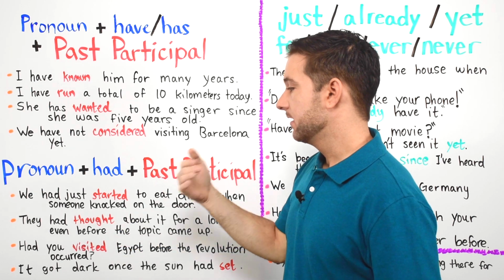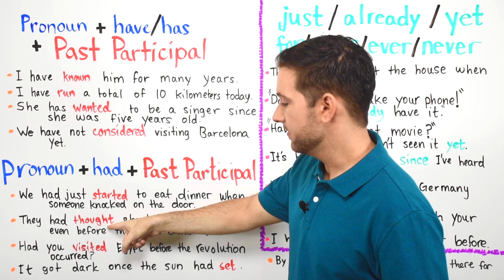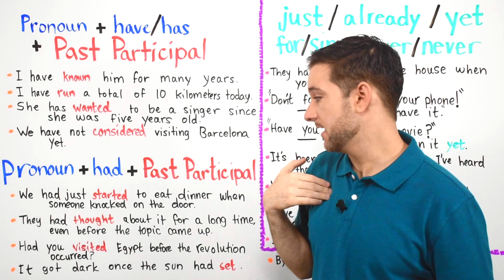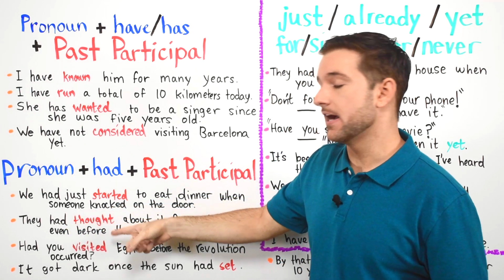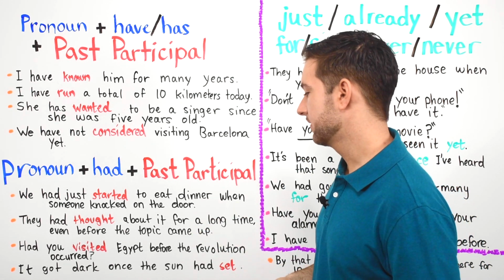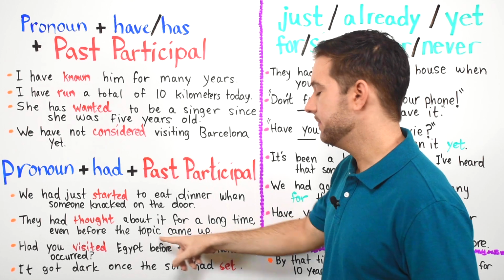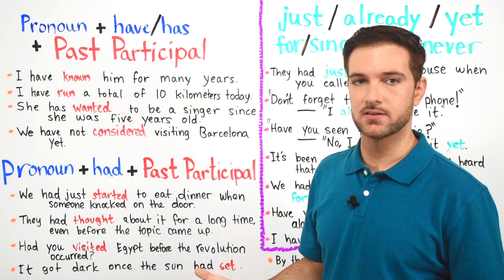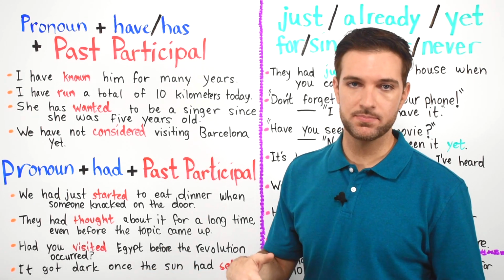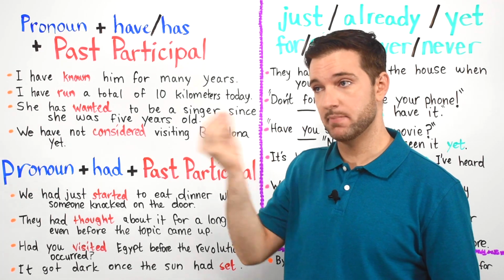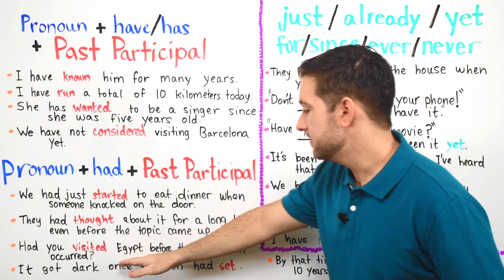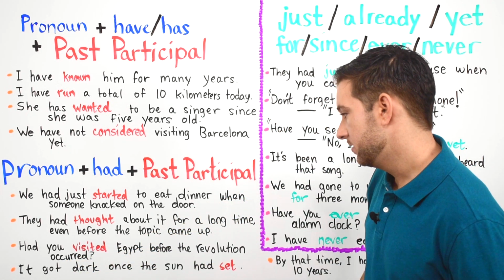For example, had thought, okay? Coming from the verb to think, right? I think. Yesterday I thought, okay? I had thought about it for a long time, okay? We're talking now in this tense. Okay, and the topic came up, meaning somebody talked about the topic, okay? It came up in a conversation, right? Nobody was talking about it before, but now people are talking about it because somebody mentioned it, right? They thought about it.